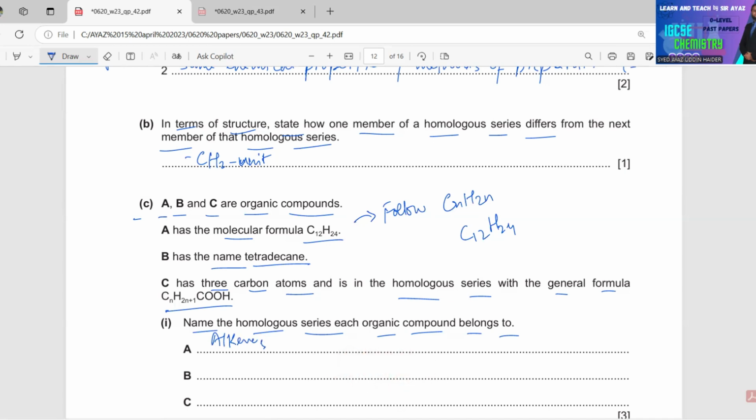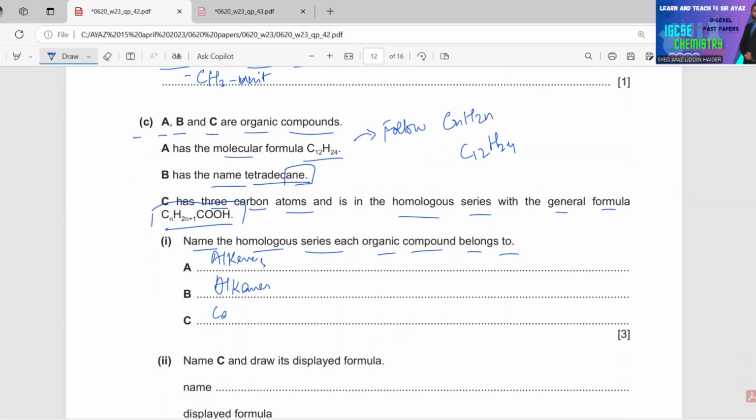Now the same part B, for B, the name is tetradecane, name ending on ane, which means it belongs to alkanes. And the last one, it's following the general formula of carboxylic acid. So I will write carboxylic acid for C.